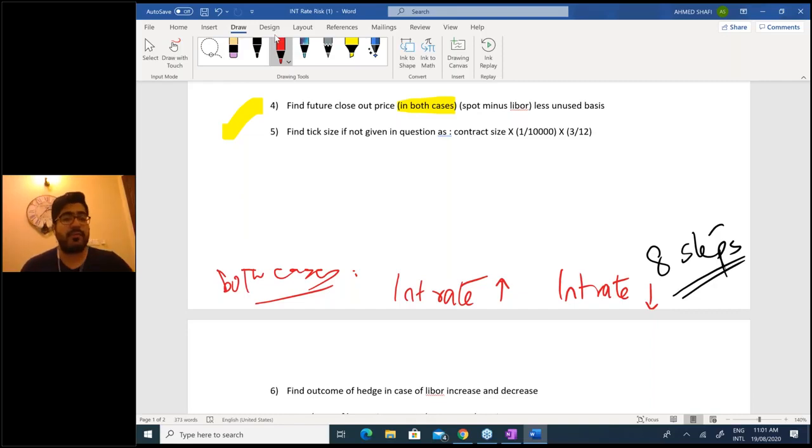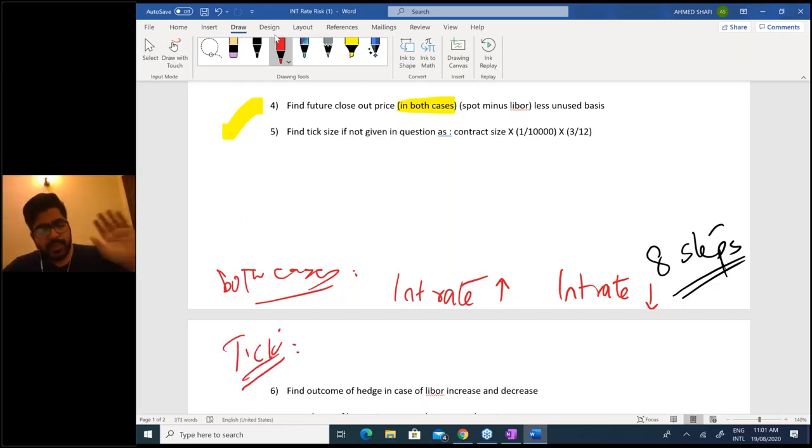Increase, decrease. How do you find future closeout price? It's spot minus LIBOR less unused basis. Unused basis was computed in step 3. Okay. In step 5, you need to find tick size, if not given in question, as contract size into 1/10,000 into 3/12. Now people ask, what is this tick?